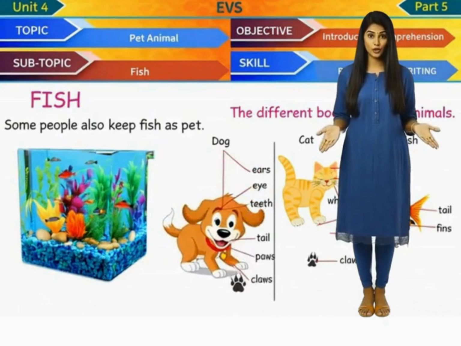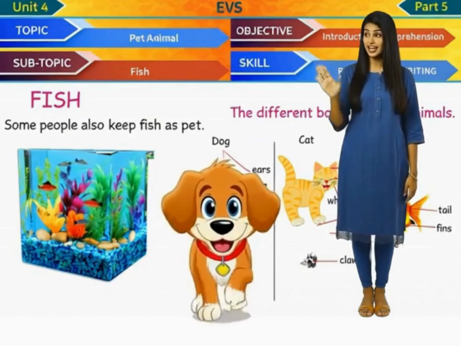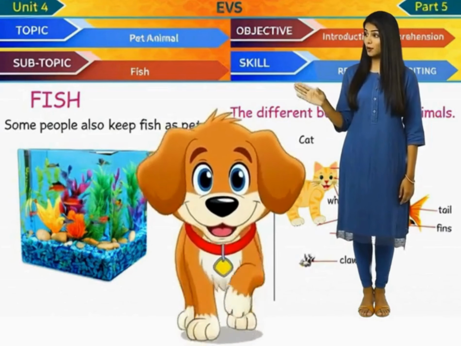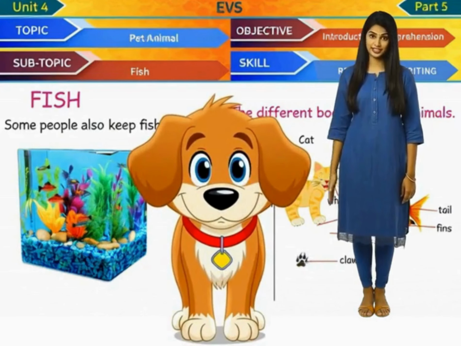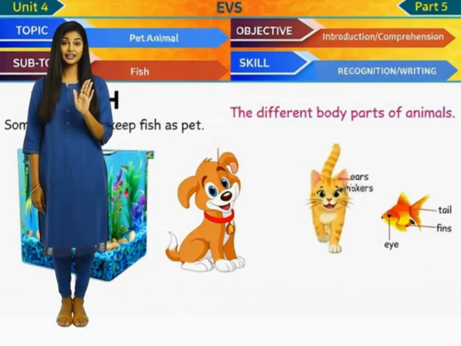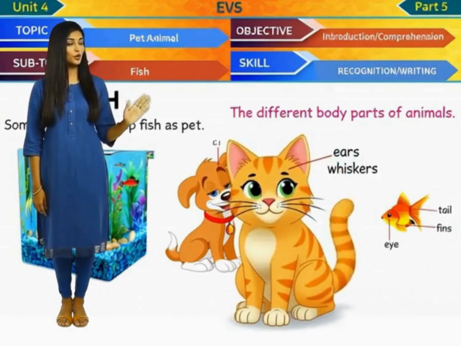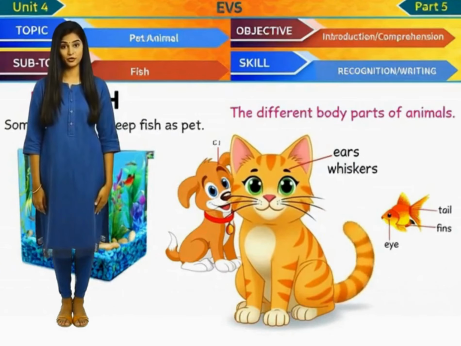Now look at the dog. A dog has 2 ears, 2 eyes, 4 paws, a tail and sharp teeth. Each body part helps the dog in different ways. Now look at the cat. This is a cat. A cat has whiskers, paws, claws, ears and a long tail. Whiskers help the cat feel things around it.